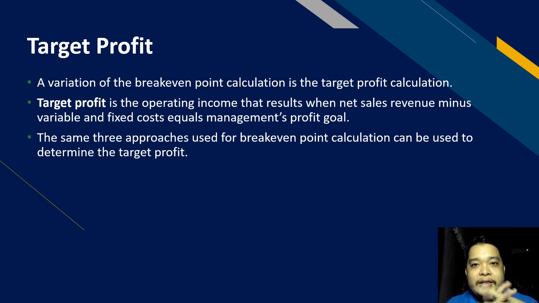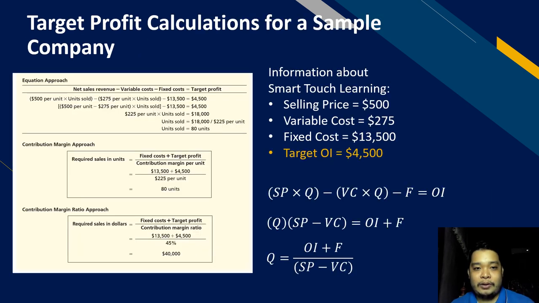Now, the same framework of CVP analysis or break-even point analysis can be used to determine the amount of sales required to target a certain profit level that the company may want to undertake or to implement. So a variation of the break-even point calculation is the target profit calculation. So aside from just targeting zero profit, why don't we target a certain amount of profit? Because the break-even point assumes that there's zero net income, right? It's break-even already. But what if we need to target a profit level? Can we use the same analysis? The answer is yes. Let's go to the next line.